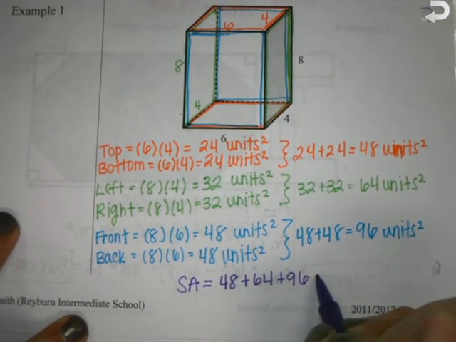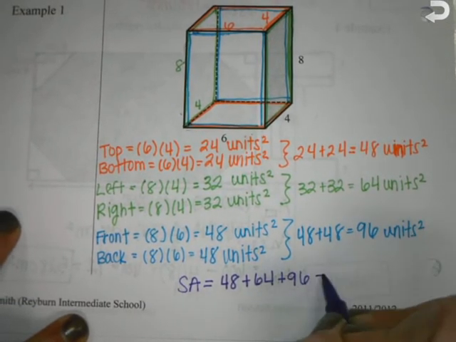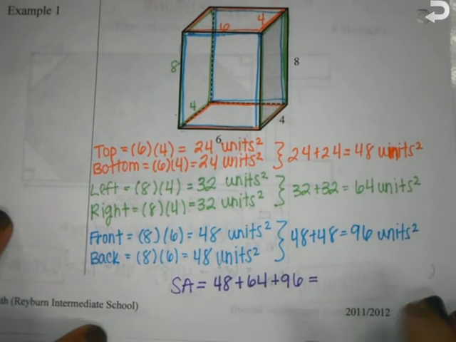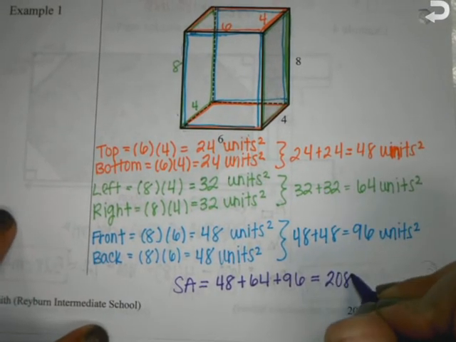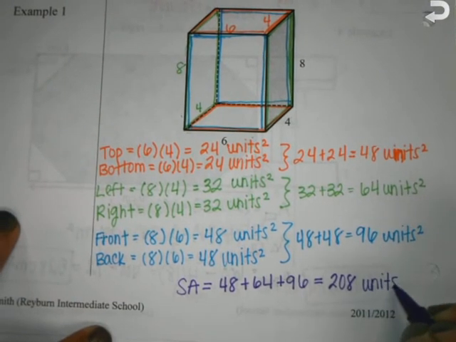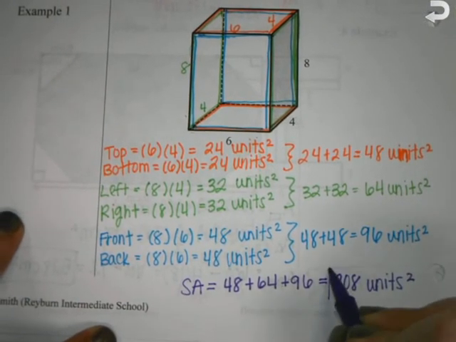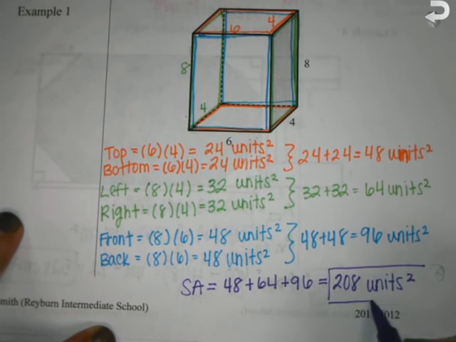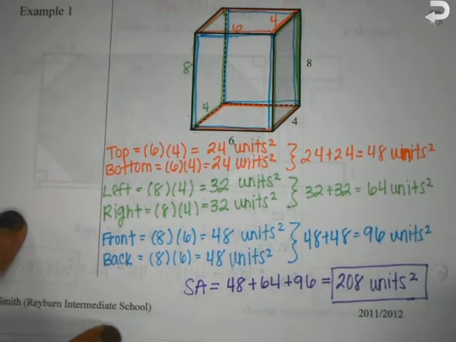Which equals, what did you get, Thomas? 208 what? Units squared. Good job, guys. Units squared. Is that a lot? There's a lot of steps. I know, right? There is a lot of steps. But does it make sense what we're doing?